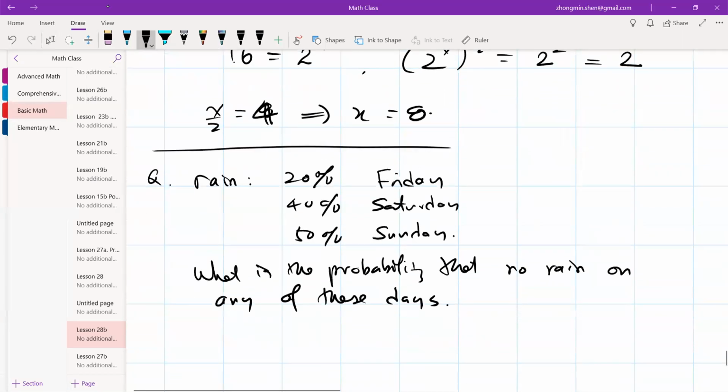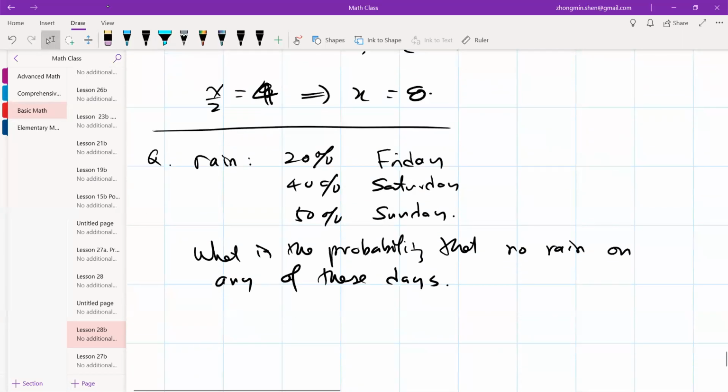Okay. Grant says 0.96. So in order to make sure there's no rain on any of these days, you have to see the probability of no rain on each day, right? No rain is 80% on Friday, and Saturday 60%, and Sunday 50%.